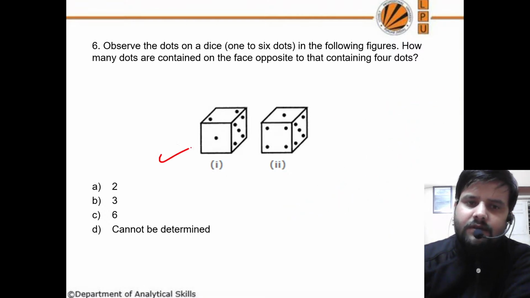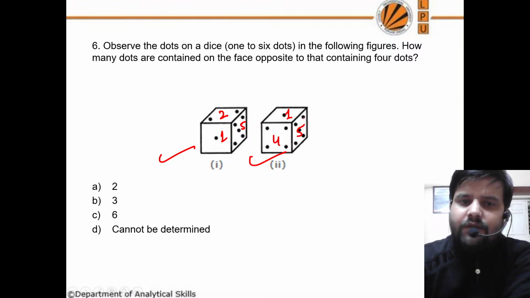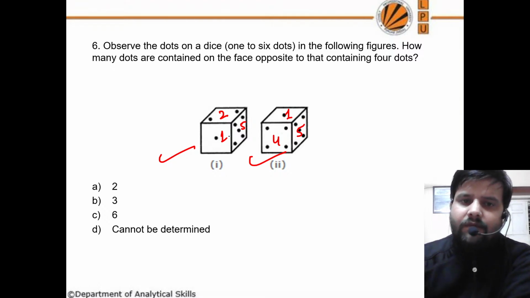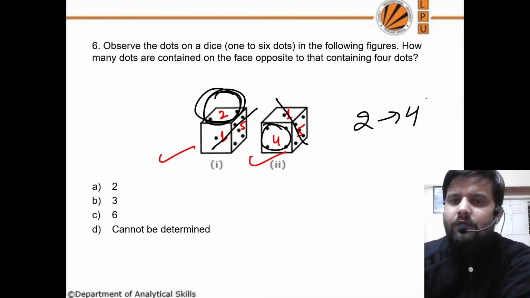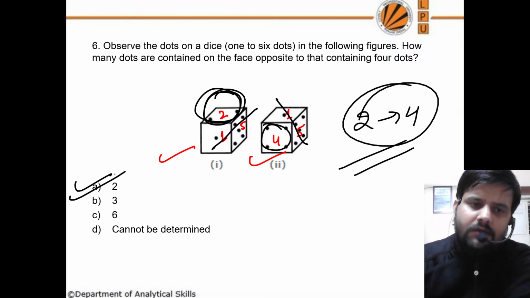Now observe the first and this diagram. This is 2, this is 1, this is 5, this is 1, 4, and 5. So in these 2 diagrams, if you observe, how many numbers are common? There are 2 numbers common, 1 and 5 in both. So when 2 numbers are common, just ignore them. Whatever is left, that will be opposite to each other. So 2 will be opposite to 4 in this. So the answer for this question will be option A.